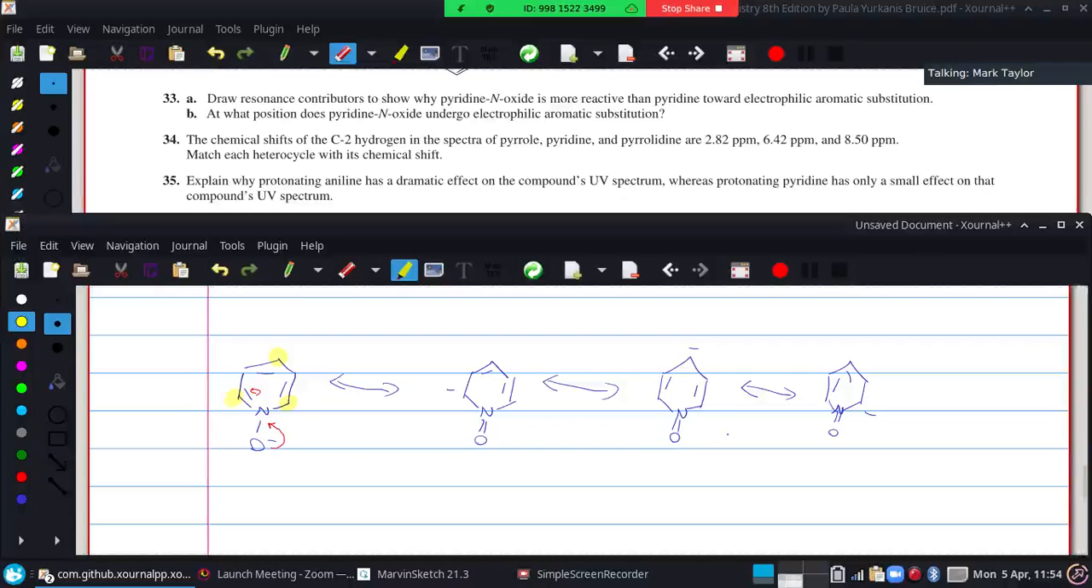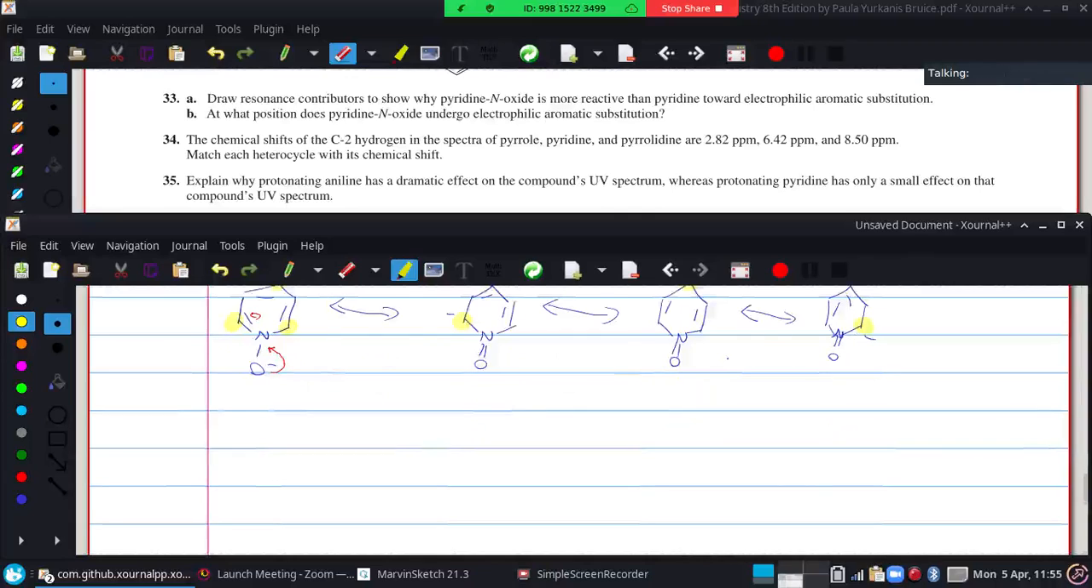So those positions, simply because the oxygen is able to donate electrons into the ring. Oh, wow. Alright, 34. Chemical shifts of the C2 hydrogen in pyrrole, pyrrolidine, and pyridine are 2.82, 6.44, and 8.55. Match each heterocycle with its chemical shift. Okay, so these aren't necessarily listed in order.